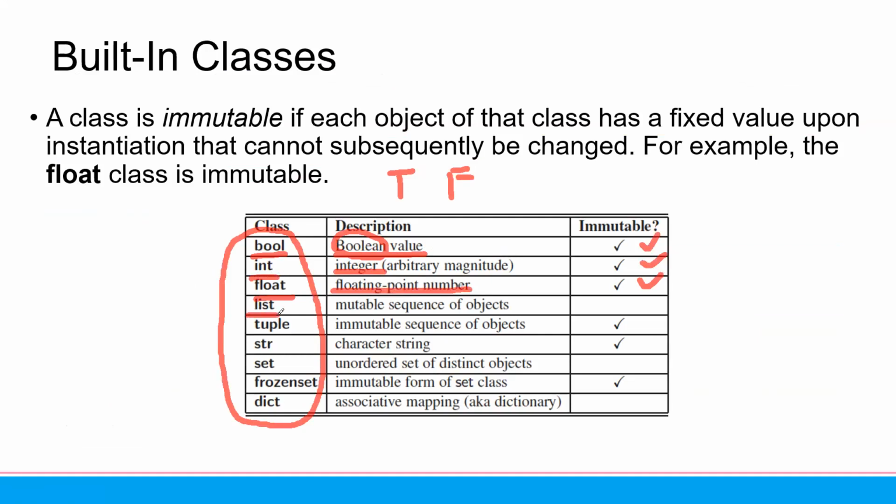We will learn about list and tuple. A list is not immutable, which means the data can be changed. A tuple is immutable, so it is not able to change the data. str, string, is also immutable. And we will learn set, frozen set, and dictionary.